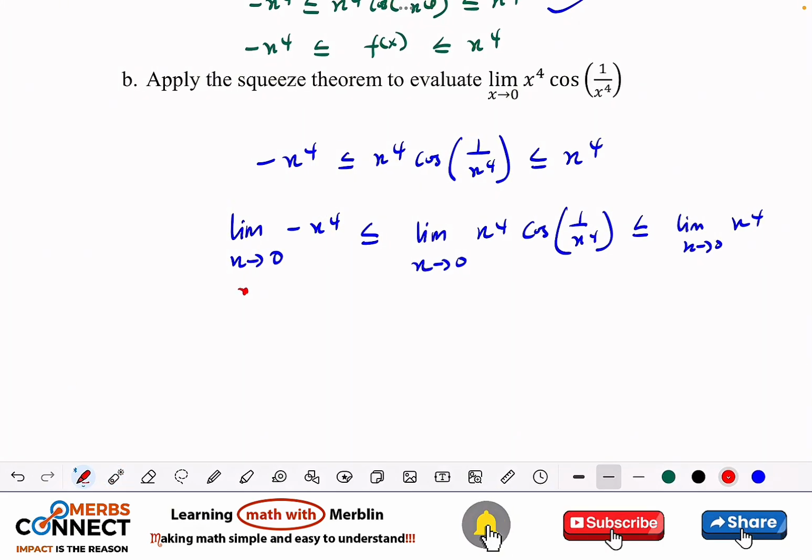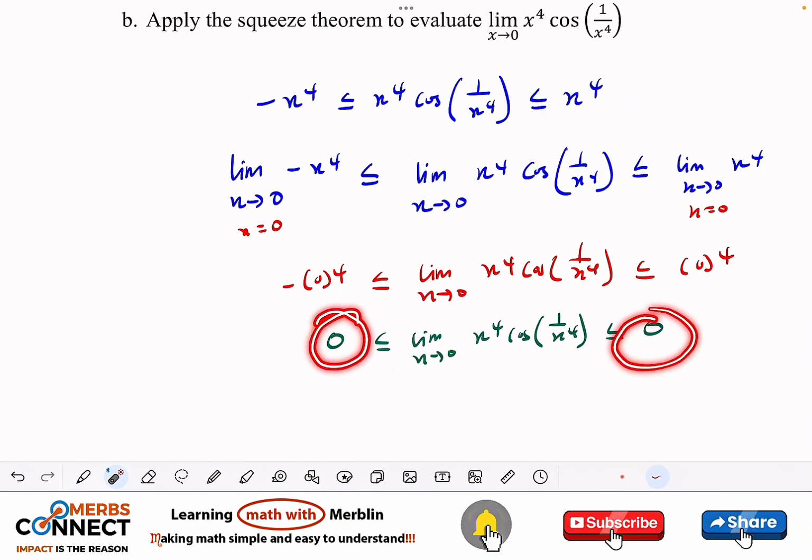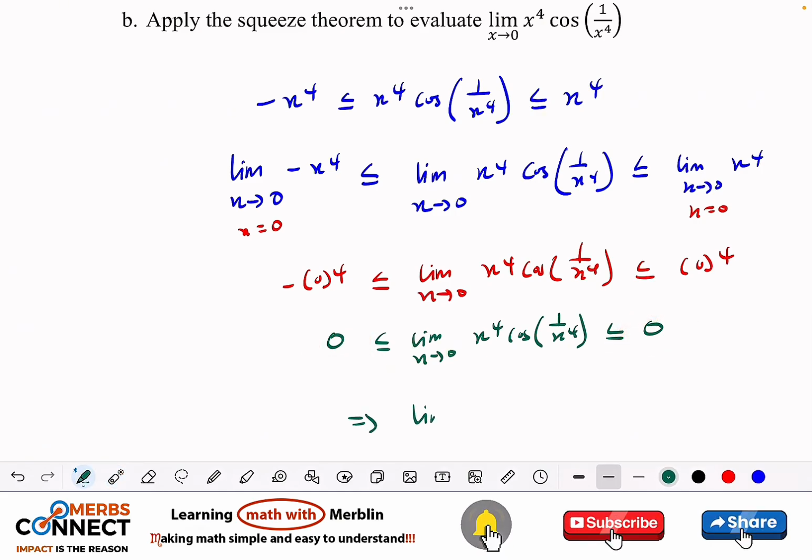So here I set x equal to 0 and plug it in. I have -0⁴ ≤ the limit as x approaches 0 of x⁴ cos(1/x⁴), and on the other side 0⁴. So what do we get? We get 0 ≤ the limit as x approaches 0 of x⁴ cos(1/x⁴) ≤ 0. Since this is 0 and this is 0, this implies that the limit as x approaches 0 of x⁴ cos(1/x⁴) is equal to 0.